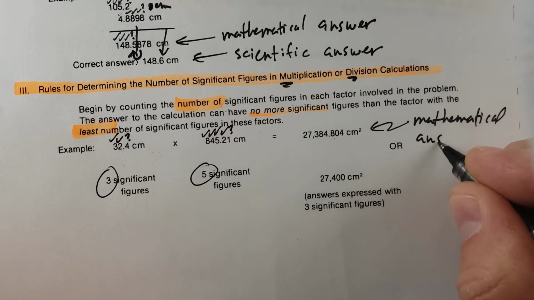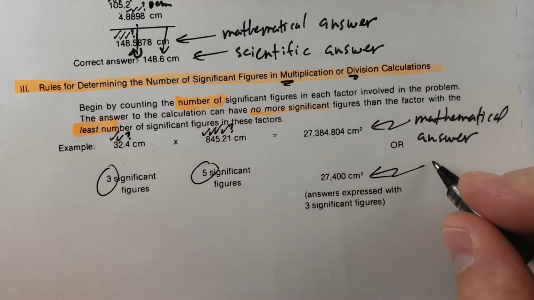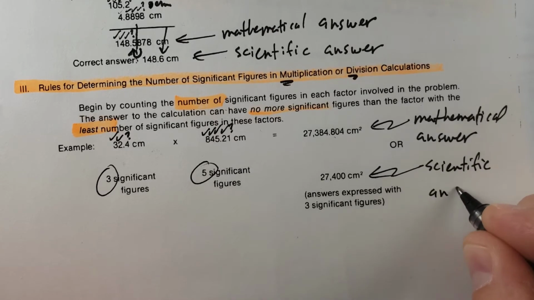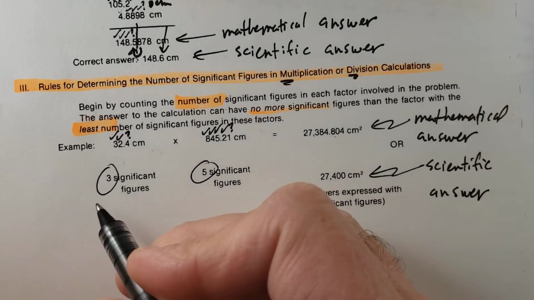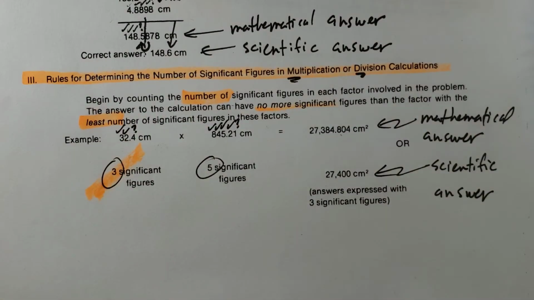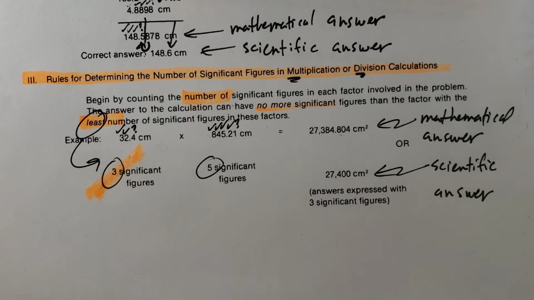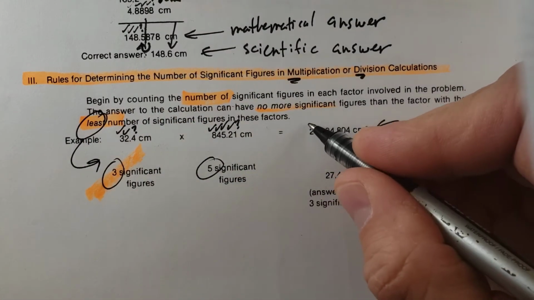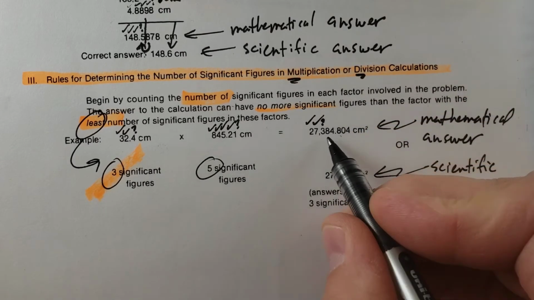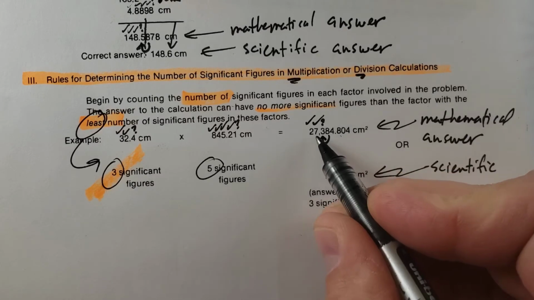Mathematical answer. And to get this scientific answer, I have to look at how many sig figs I have in my answer. So 3 sig figs, 5 sig figs, guess what? 3 sig figs wins because it has the least number of sig figs. So I'm going to keep 3. 1, 2, 3, with that last one being the guess number. Look to the next digit, it's an 8, so we need to bump that up by 1.